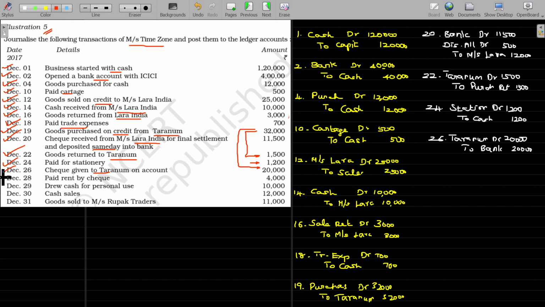On 28th, paid rent by check. Rent is paid, that too by way of check. So you have to credit the bank account. So rent account debit to bank account.